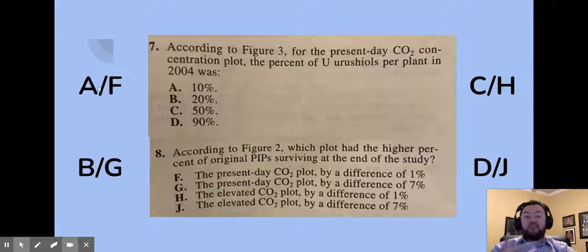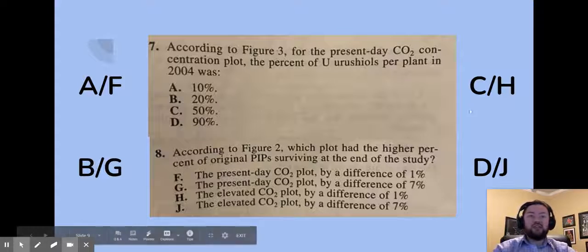So you need to make a mental note. Which position am I going to pick? Am I going to AF it? Am I going to BG or CH or DJ? Whichever one's easiest for you, pick that one and always guess that spot. Something that I was always told is always guess C. Okay, well, if I'm going to guess C, I'm going to CH it.